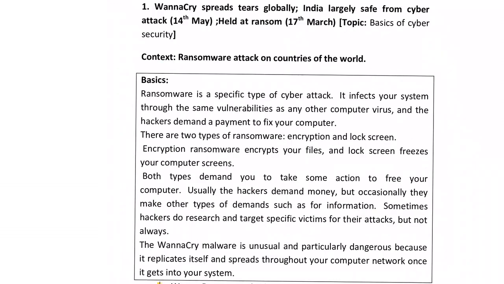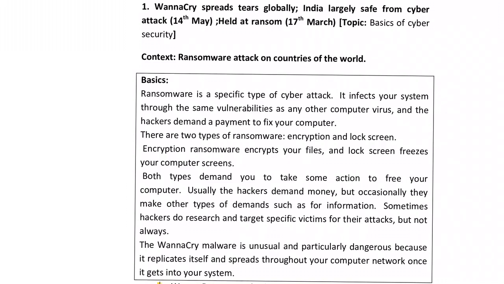So the next important topic from where you can get a question in science and technology, whether in prelims or mains, is about WannaCry, which spread tears globally, where we are talking about the ransomware attack on countries of the world. In cybersecurity or internal security, they may ask you a question about this. What exactly is that?